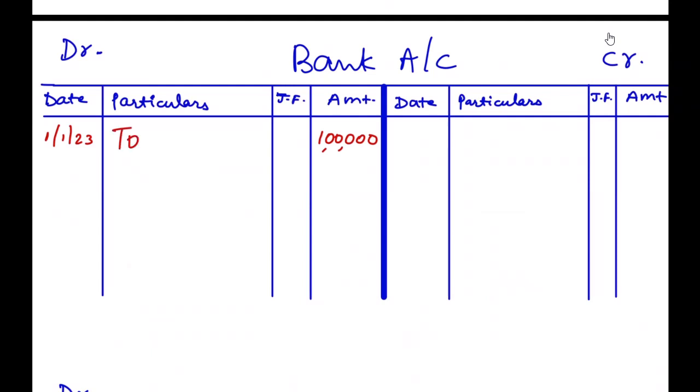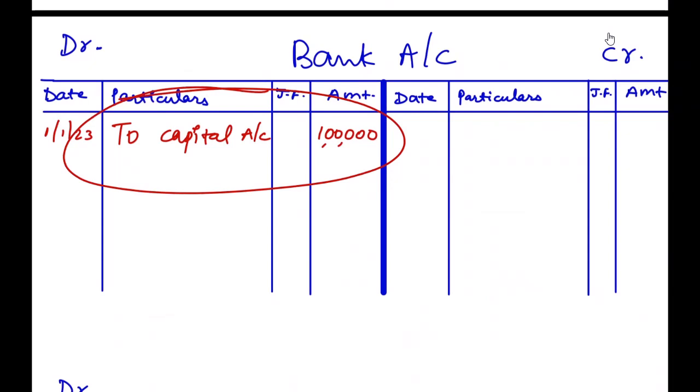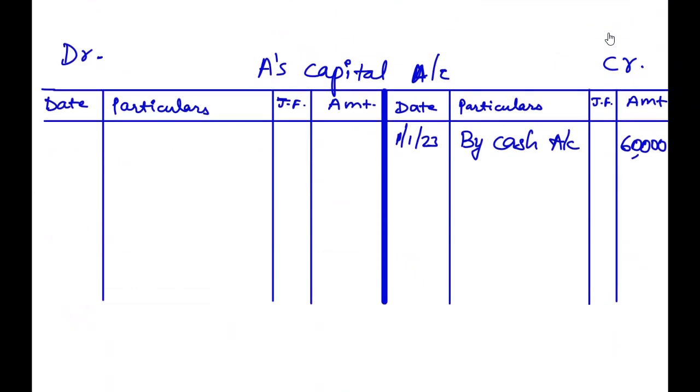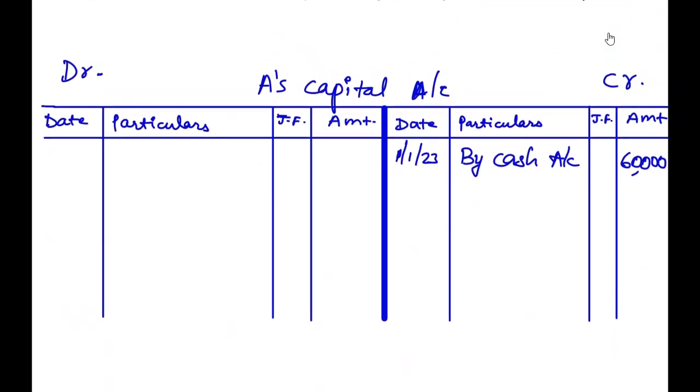And why it has been brought? Because of the capital account. So I have mentioned to capital account 1 lakh. So the capital account is here debited. So on the other hand, in my capital account, what I will do? I will credit the bank account. Reverse effect needs to be done. If that account is debited, so this account will be credited by 1 lakh rupees.